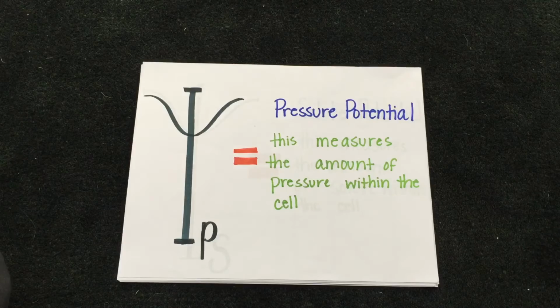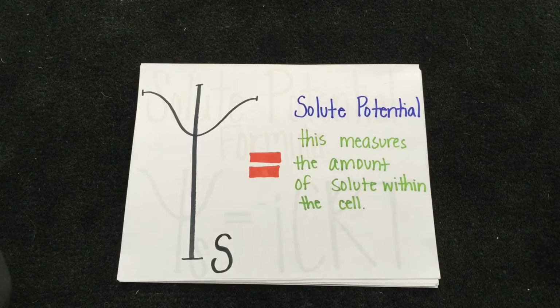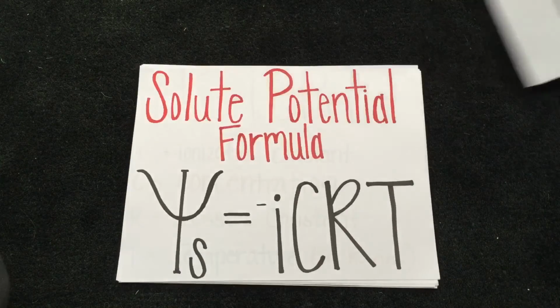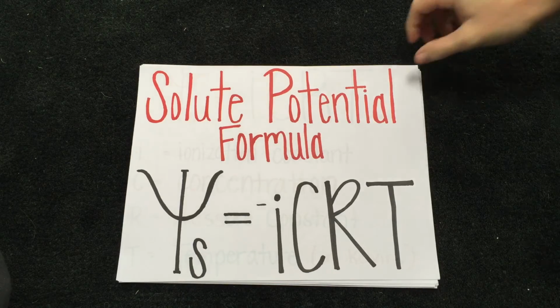This is pressure potential. It measures the amount of pressure within a cell. This is solute potential. This measures the amount of solute within the cell. This is the solute potential formula. This is in the water potential formula to help us calculate the actual water potential.